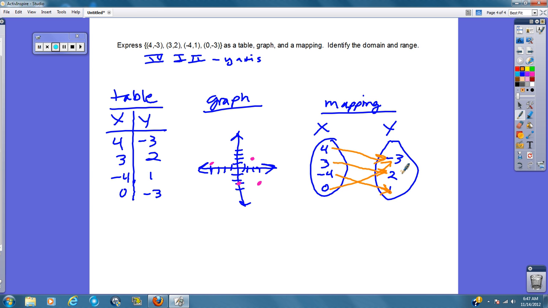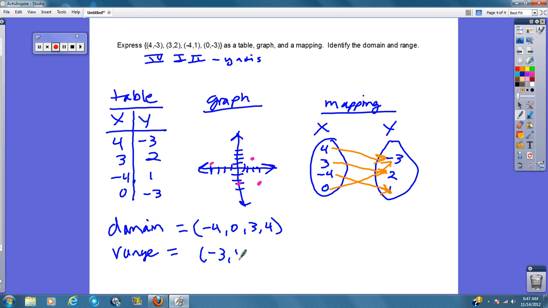All right, so now the last thing we want to do is identify our domain and range. All right, and so remember, don't repeat in here. You don't need to. So our domain is going to be, I'm going to put mine in order, so negative 4, 0, 3, 4. And then my range, this is going to be negative 3, 1, and 2. And guys, you have just finished a lesson on relations, so it shouldn't have been that hard.